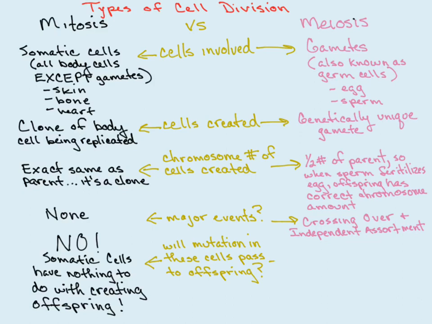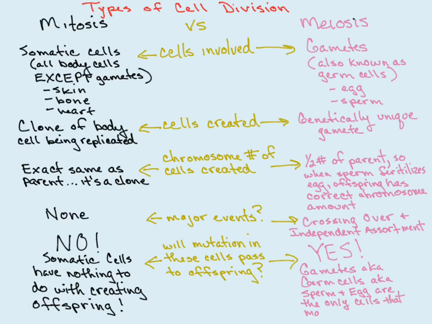Now, what about gametes? Of course, if you have a mutation in a gamete, that is a sperm or egg, you will of course pass those mutations onto your offspring because gametes make offspring. So gametes, we also call them germ cells. Your sperm and egg, because they're the only cells in your body that make offspring, if you have mutations in them, you will pass those mutations on to your offspring.